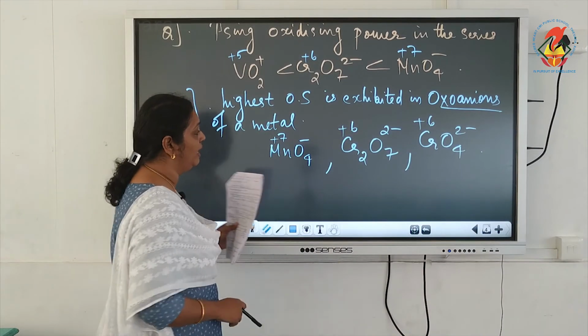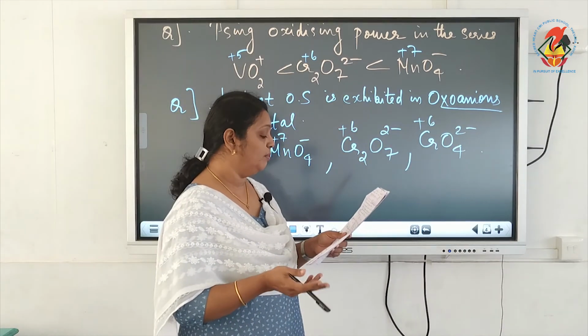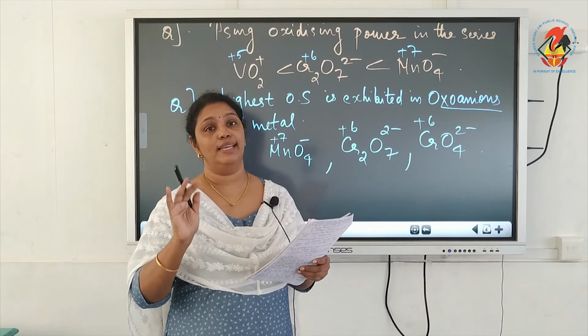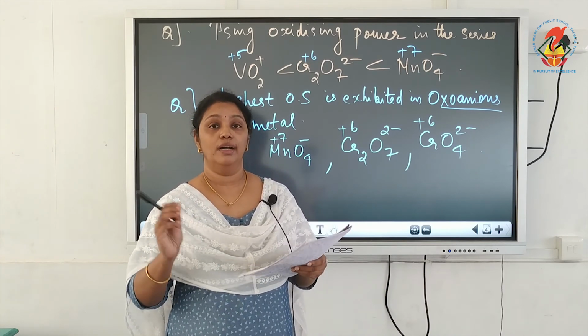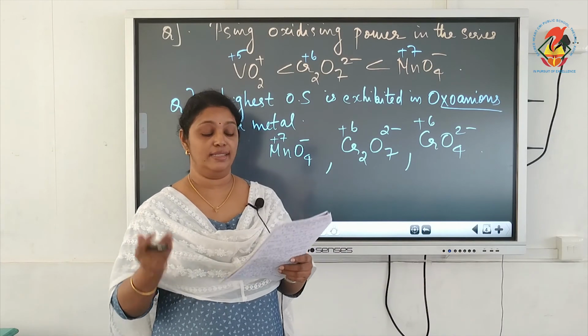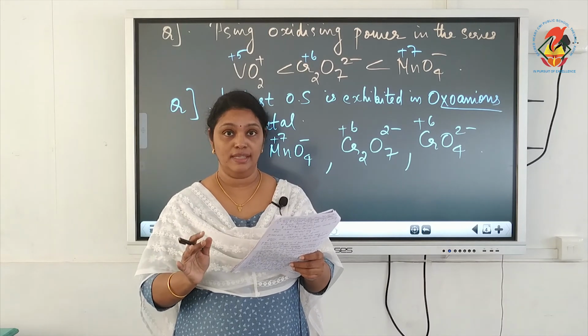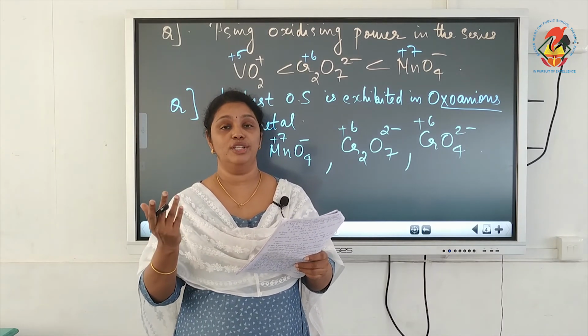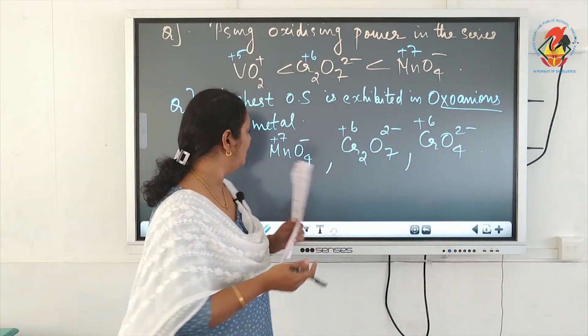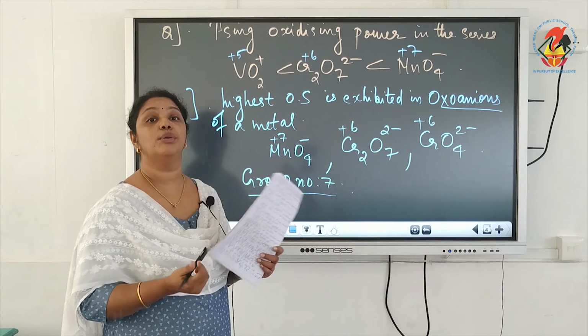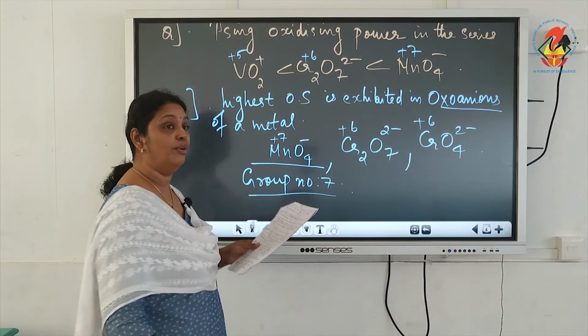These ions MnO4-, Cr2O7 2- and CrO4 2- are examples of oxometal anions showing highest oxidation state equal to group number. So the question can be asked, give an example of an oxometal anion of manganese whose highest oxidation state is equal to its group number. We know that manganese is in group number 7. So which is that oxoanion of manganese which has the oxidation state equal to group number? The answer is MnO4-.